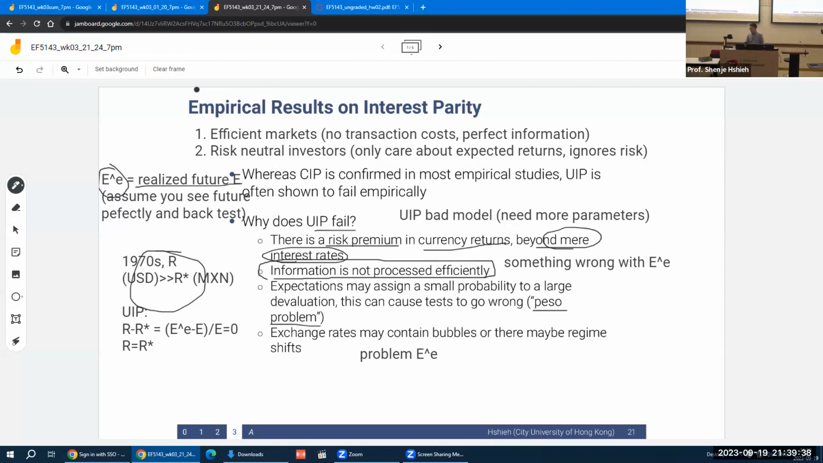For UIP to be true, you have to have some mechanism to incentivize investors to come in and maximize expected returns, right? And that risk tolerance for expected returns on currency will fluctuate over time for sure. And therefore, all these risk premia that you can think about are going to be very volatile, which may explain why UIP is constantly breaking over time.